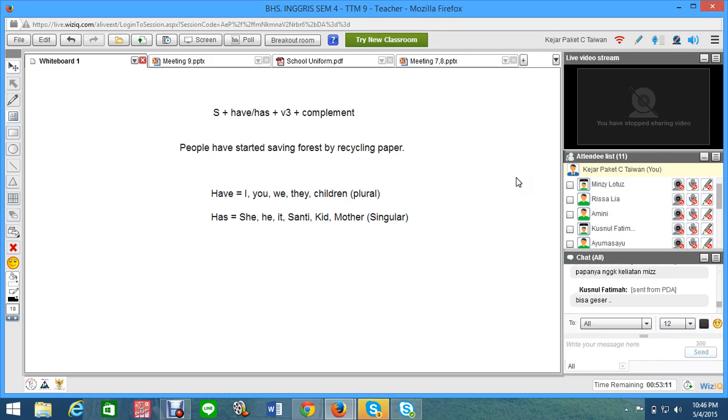Bisa ya. Jadi ini rumus. So this is the formula of present perfect tense. Subject have has plus verb 3 plus complement. So subject people is a subject. Okay, have has, you have to choose one of them, and then started is a verb 3. Complement here is saving forest by recycling paper. Okay, now sudah bisa ya. Now let's continue the question number 2. Okay, whose turn now?